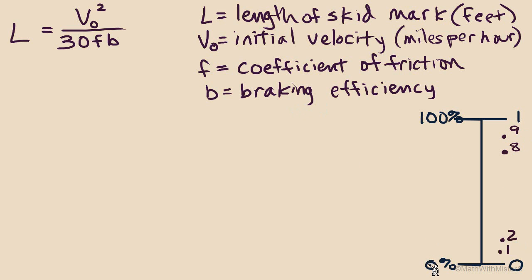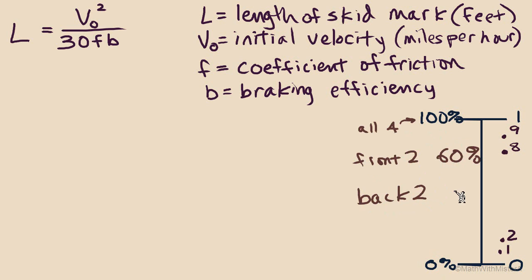It's another percent, but it's a percent based on how many of the tires are actually being used to brake. If all 4 tires are used to brake, the braking efficiency is 100%. If only the front 2 tires are being used to brake, efficiency is only at 60%. If only the back 2 tires are being used, the efficiency is 40%.